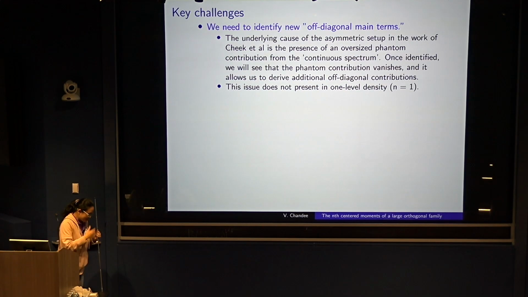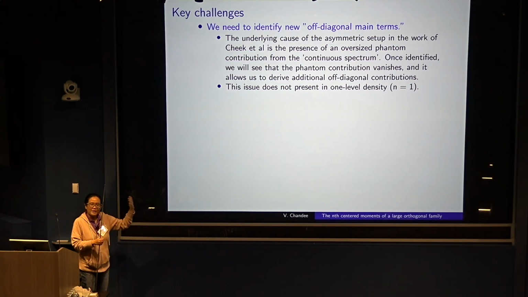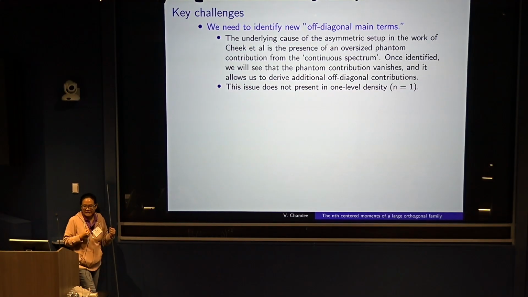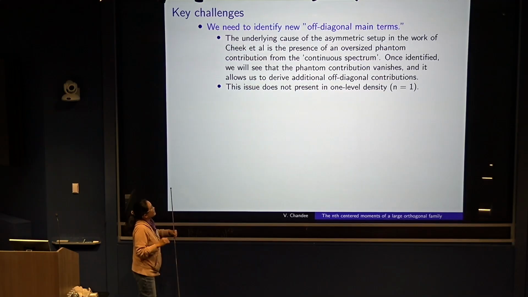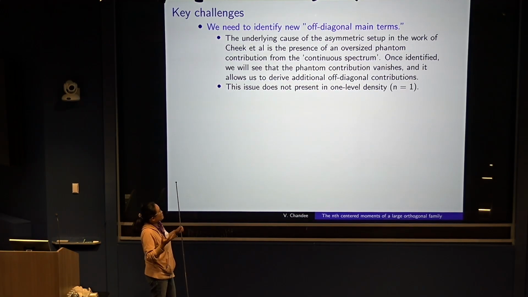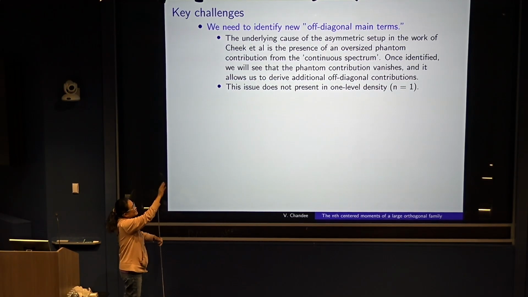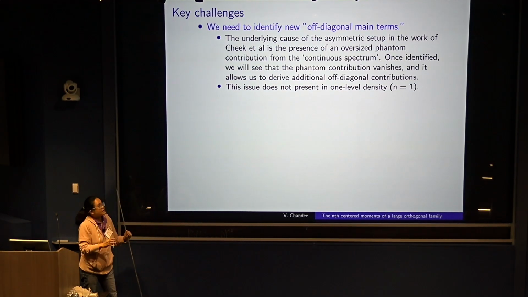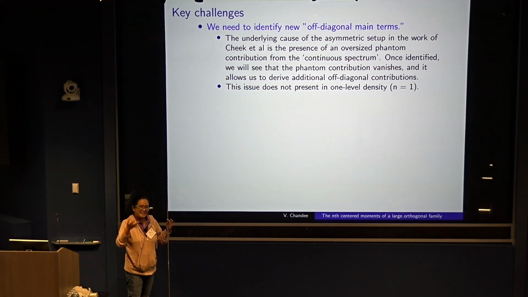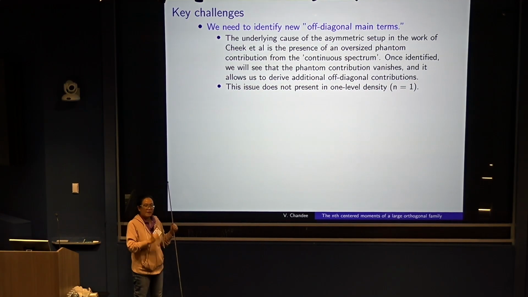All right, so now, because there are new terms, there are new challenges in this work, contrary to the previous work. First, we need to identify these off-diagonal main terms. So where are they? This is actually because you have a symmetric setup in the previous work of Schick et al. And we have this thing that looks like a big term here. We call it the oversized phantom contribution. This is from the thing called the continuous spectrum. I'll talk about this term later. But once we identify this term, we see that this term that you think is big disappears. And you can shift the contour further, and you actually get off-diagonal main terms that way. This issue is not present in the one-level density case, n equals 1. So we never saw this before when we did the one-level density.